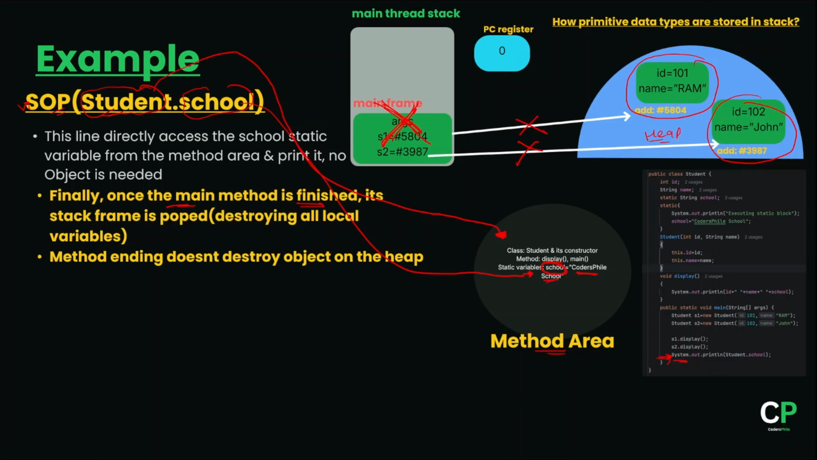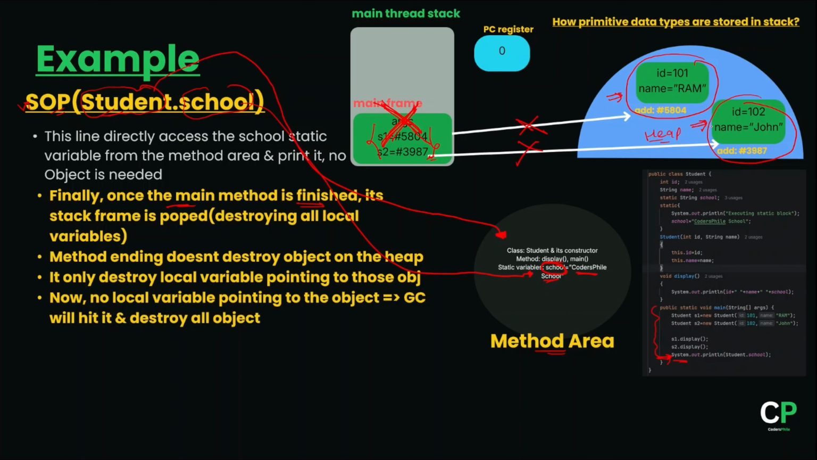So now the main method has finished executing. Its stack frame is popped from the stack, destroying all the local variables of the main method, but the method ending does not destroy the objects present in the heap. So still the objects in the heap remain alive. So now there are no variables that are pointing to these objects present in the heap. Now no local variable is pointing to the objects, therefore the garbage collector will hit it.